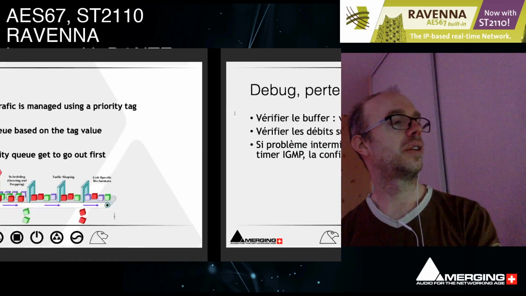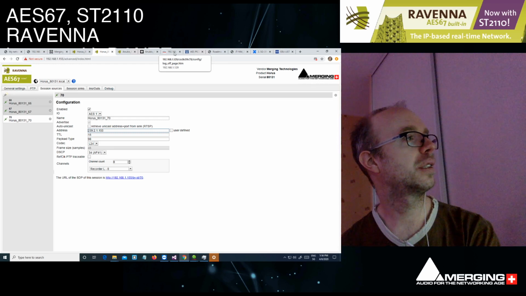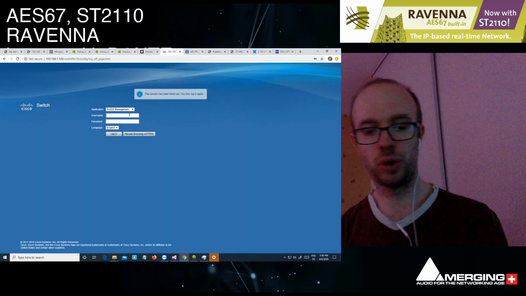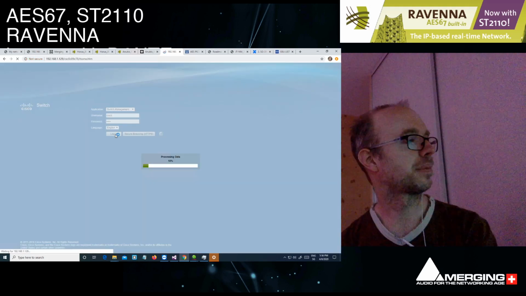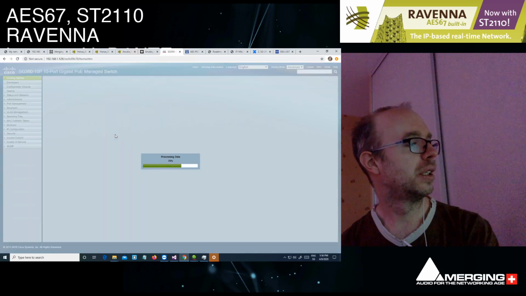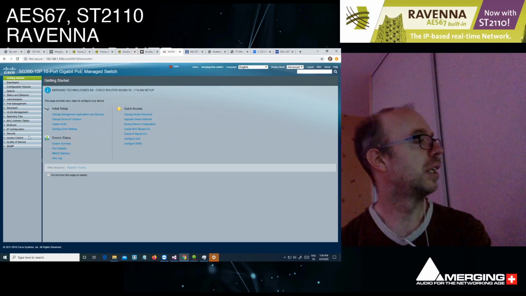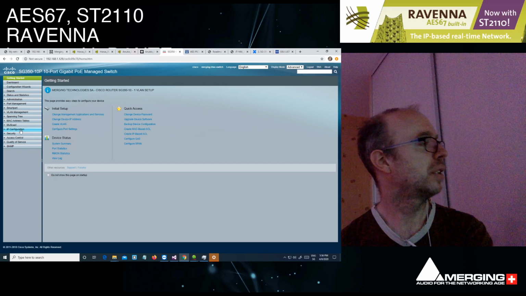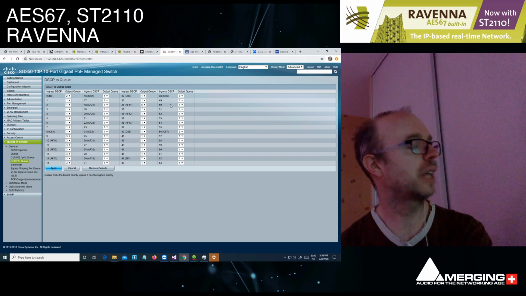So same as with Dante, if you already looked at a switch configuration for Dante, and I can show you on this Cisco switch. So this is a Cisco 350 that is configured using the advanced mode. I can go to quality of service and DSCP to queue. And here I see that I configured everything on Q1 except some DSCP, so differentiated services code point.